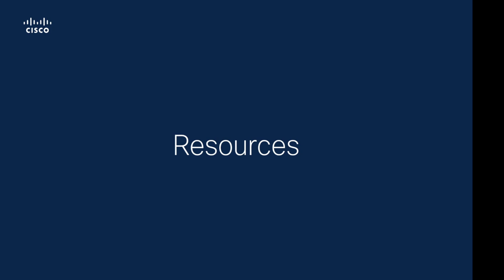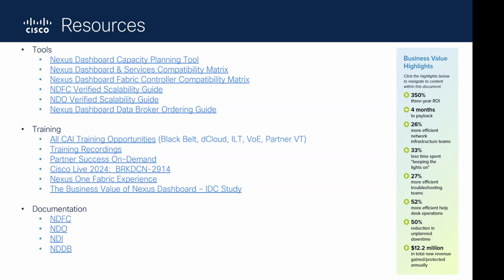Okay, and then in terms of resources, first, from that same IDC study that I mentioned earlier, I provided some additional business value highlights over on the right. And I've also provided a link to that IDC study shown down here where I'm moving my mouse. But starting at the top, I've provided a number of tools that you'll need for pre-sales and planning purposes, things like the capacity planning tool and the services compatibility matrix until we get to unified Nexus Dashboard. There's also the NDFC compatibility matrix and the verified scalability guides, as well as a separate ordering guide for Nexus Dashboard Data Broker.